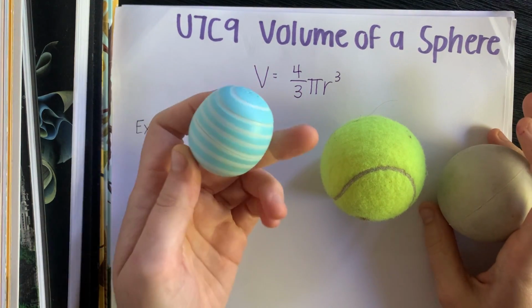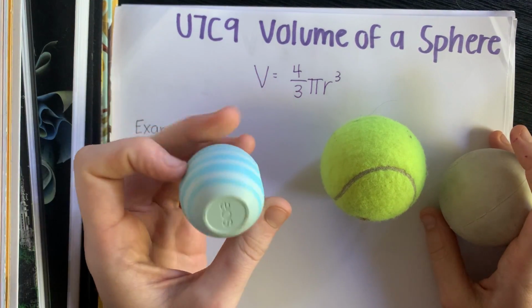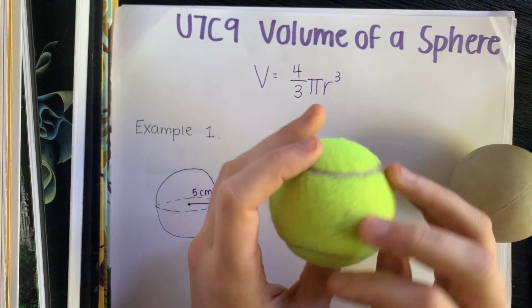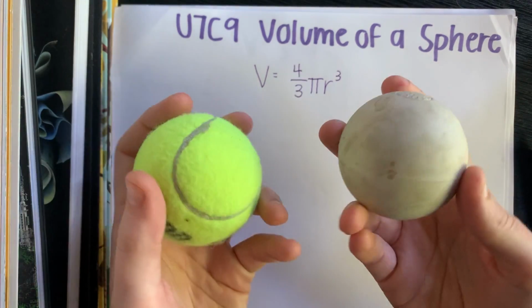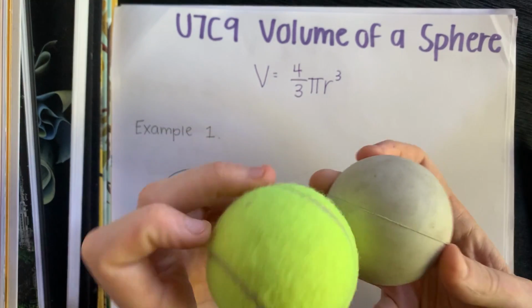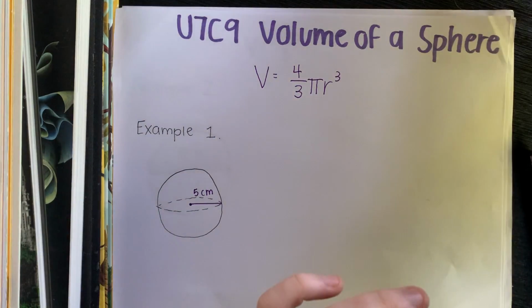I've got three examples here. I got my chapstick, and this sphere is not perfect. It's kind of more of an oval-y shape. I got my tennis ball. Here's another example, and here's a lacrosse ball. So these are all examples of spheres. Today we're gonna do two examples together.